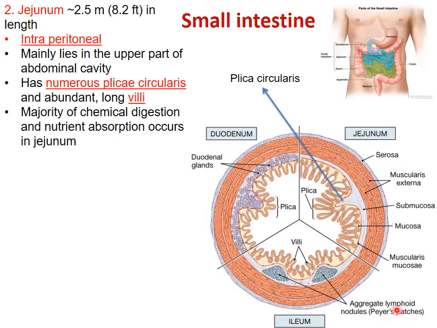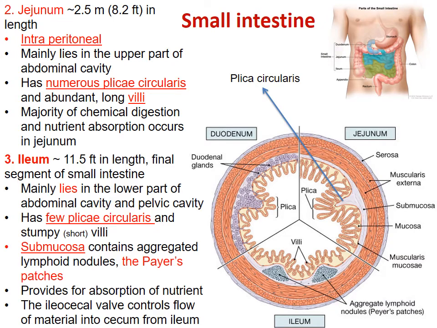Peyer was the scientist who discovered these patches in the ileum, and these patches are actually aggregations of B and T lymphocytes that form lymphoid nodules, lymphoid follicles, that we have discussed in the lymphatic system. The majority of the chemical digestion and nutrient absorption occurs through the jejunum. So the jejunum is the main part of the digestive system that absorbs. Now the ileum is about 11.5 feet in length, the final segment of the small intestine, mainly lying in the lower part of the abdominal cavity.